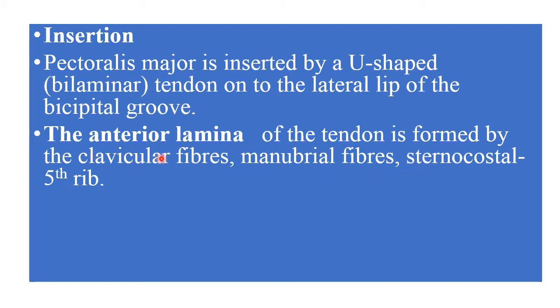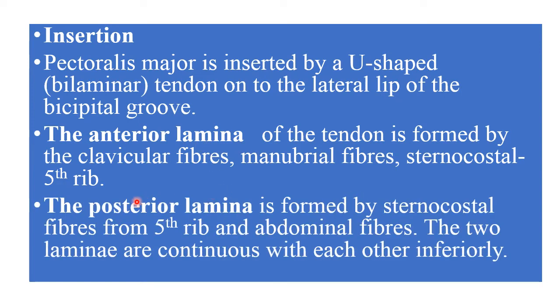So clavicular fibers, as I told you earlier, are superficial fibers, manubrial fibers are called intermediate fibers, and sternocostal fibers, which are arising up to the fifth rib, are called the deep fibers. So these three fibers are reaching the lateral lip of the intertubercular sulcus, and they are forming the anterior lamina of the pectoralis major bilaminar tendon.